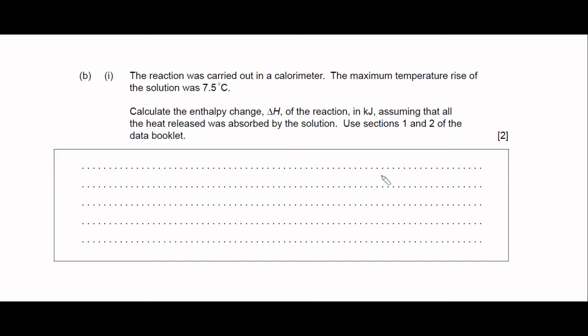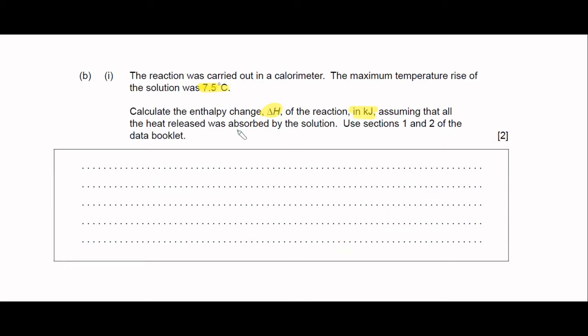Now I'll explain what is said here. The reaction was carried out in a calorimeter. The maximum temperature rise of the solution was 7.5 degrees Celsius. Calculate the enthalpy change of the reaction in kilojoules. It is asking us to calculate the enthalpy change in kilojoules.